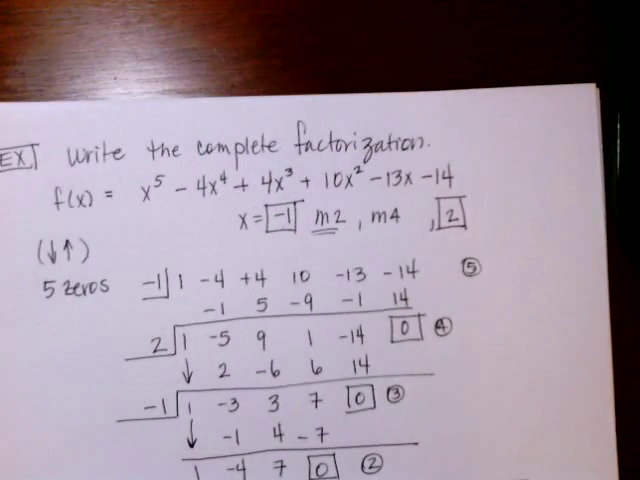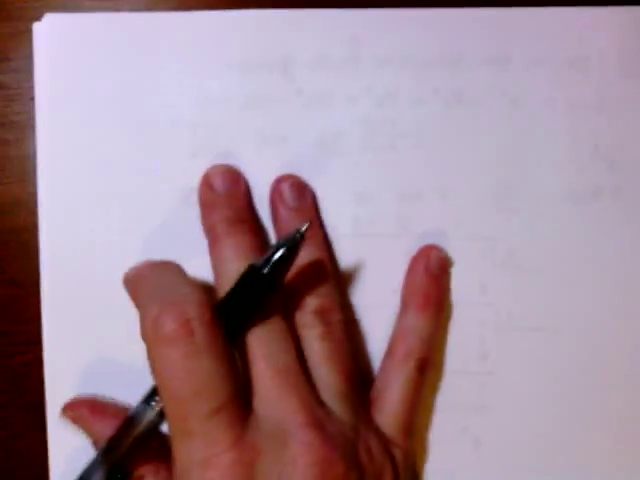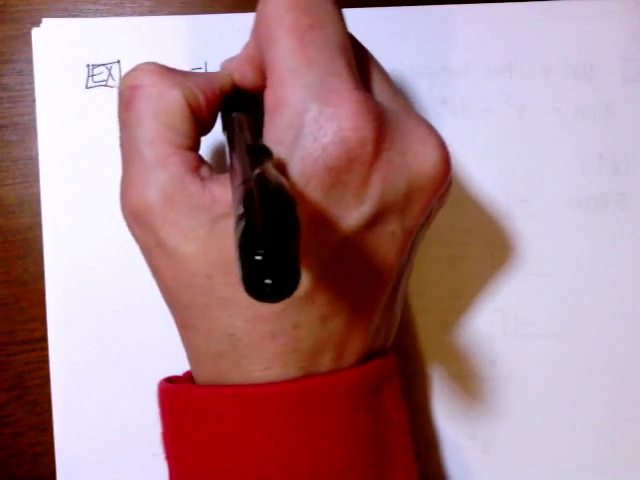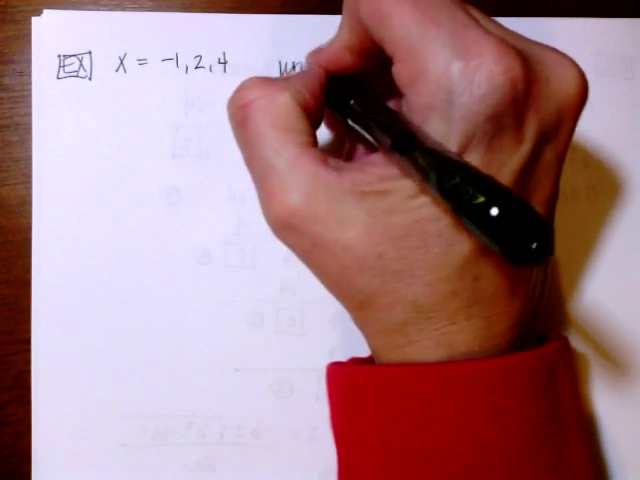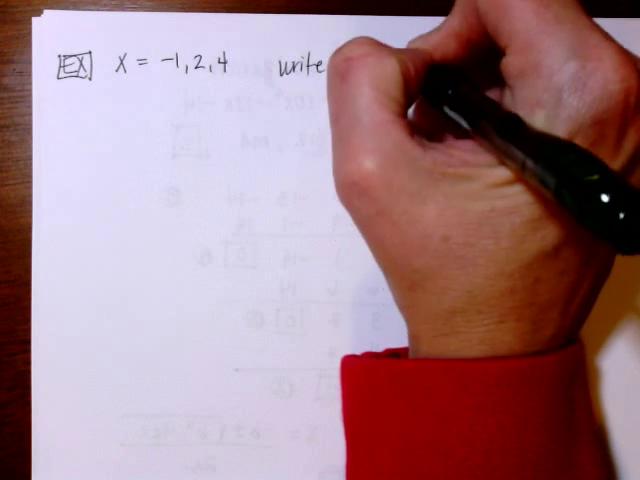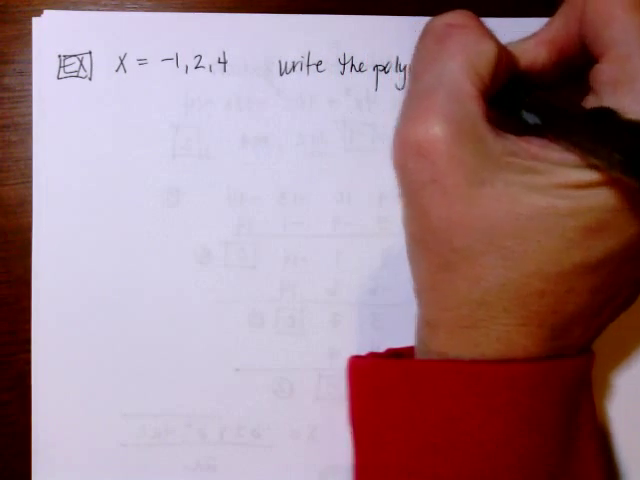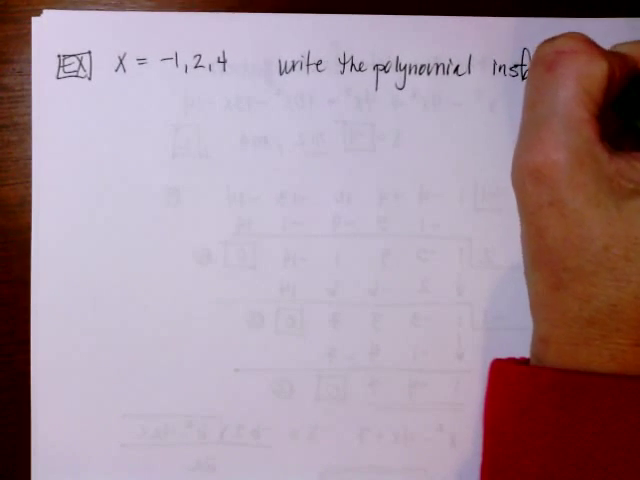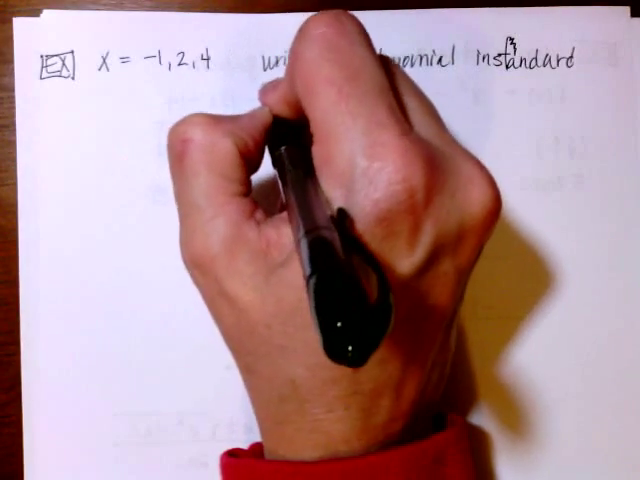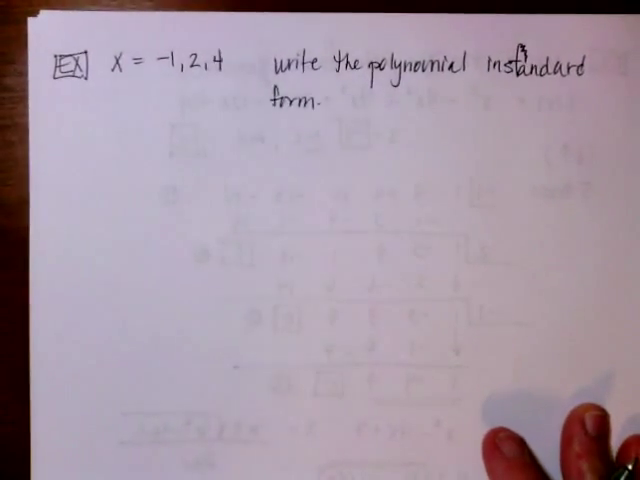All right, so let me turn the page. As we go in the opposite direction, we're getting close to being done, which is nice. Now what's going to happen is I'm going to give you the zeros. So the example is, you have zeros of -1, 2, and 4. So we know that those would be the zeros, and I want you to write the polynomial in standard form.